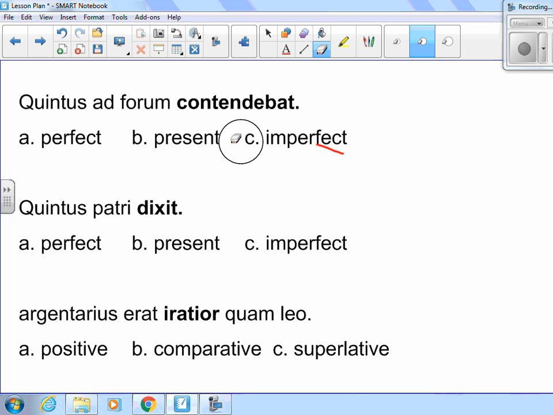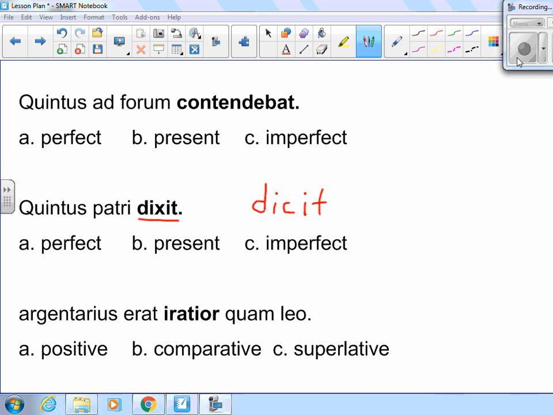For dixit, I have to remember my principal parts: dico, dicere, dixi, dictus. That dixi is perfect because dicit would be present. It comes from dicere. Dixi is the third principal part. That's the perfect stem, and that's why I would choose the perfect here.